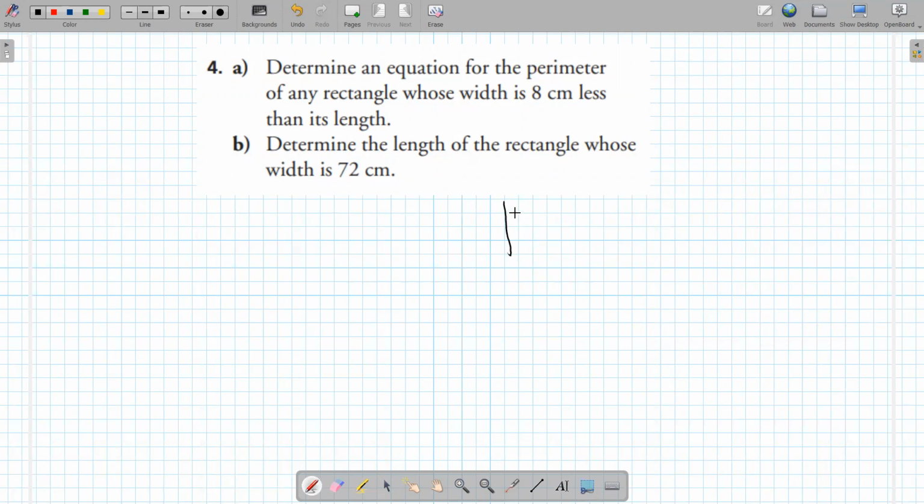So there is a rectangle, okay? We need to come up with the equation for its perimeter. So let the width be represented by W, okay? So width is W. If that is 8 centimeters less than its length, yeah? What is the length in terms of its width?